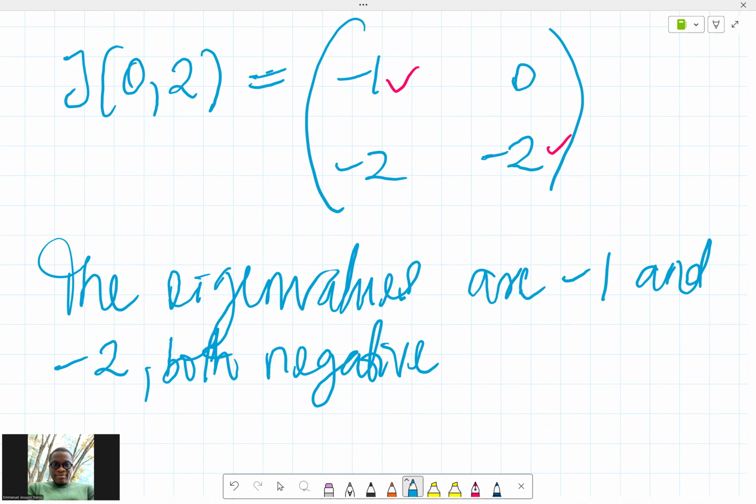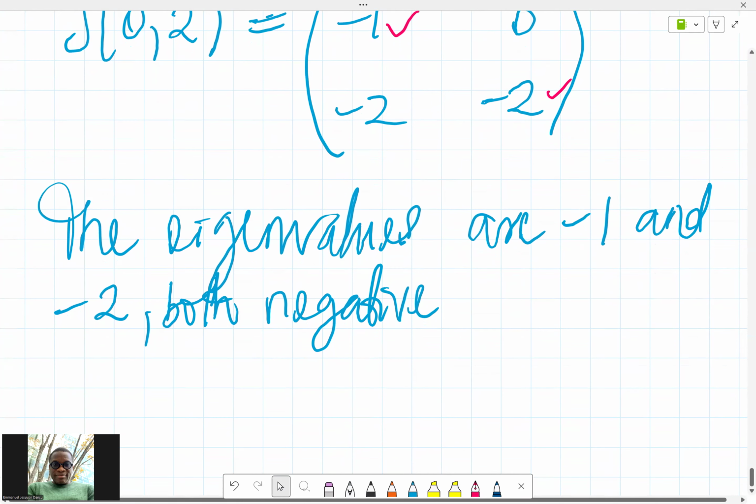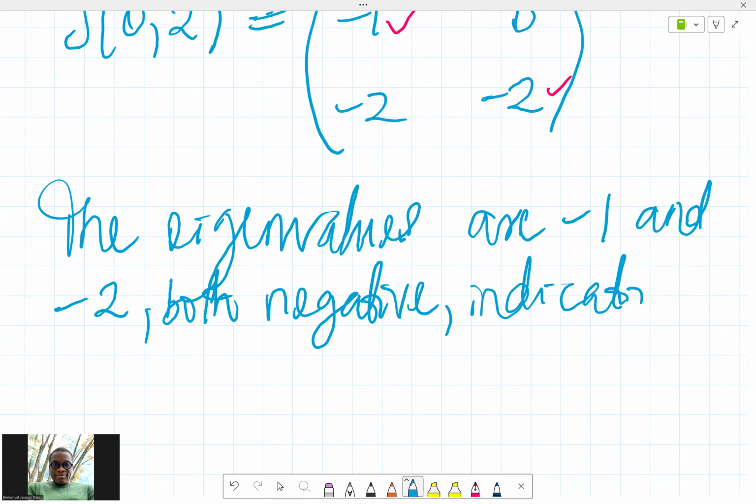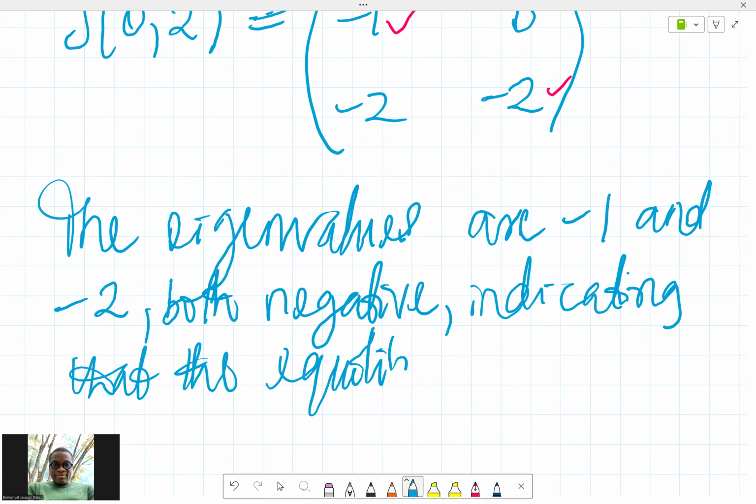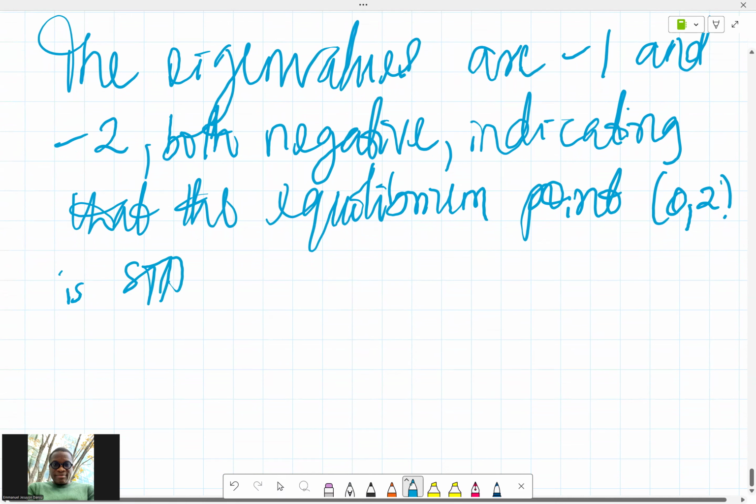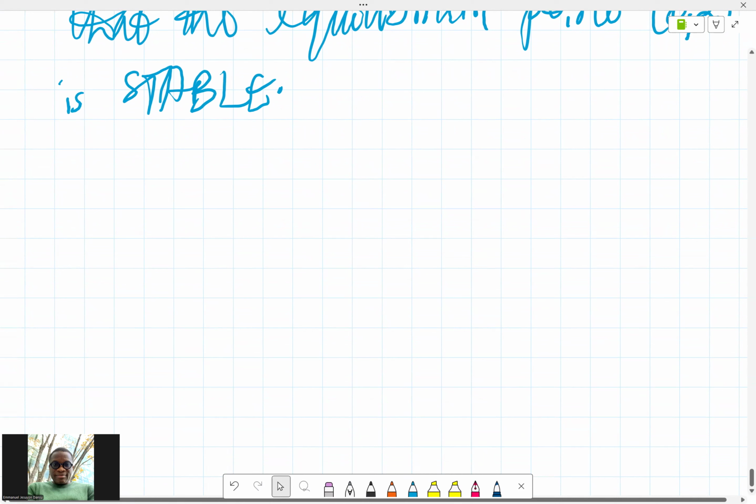If both are negative, they are real and negative. That's a stable node. The eigenvalues are minus 1 and minus 2, both negative, indicating that the equilibrium point 0, 2 is a stable node, is stable. That's the implication. It is simply stable. Then we can have the last one.